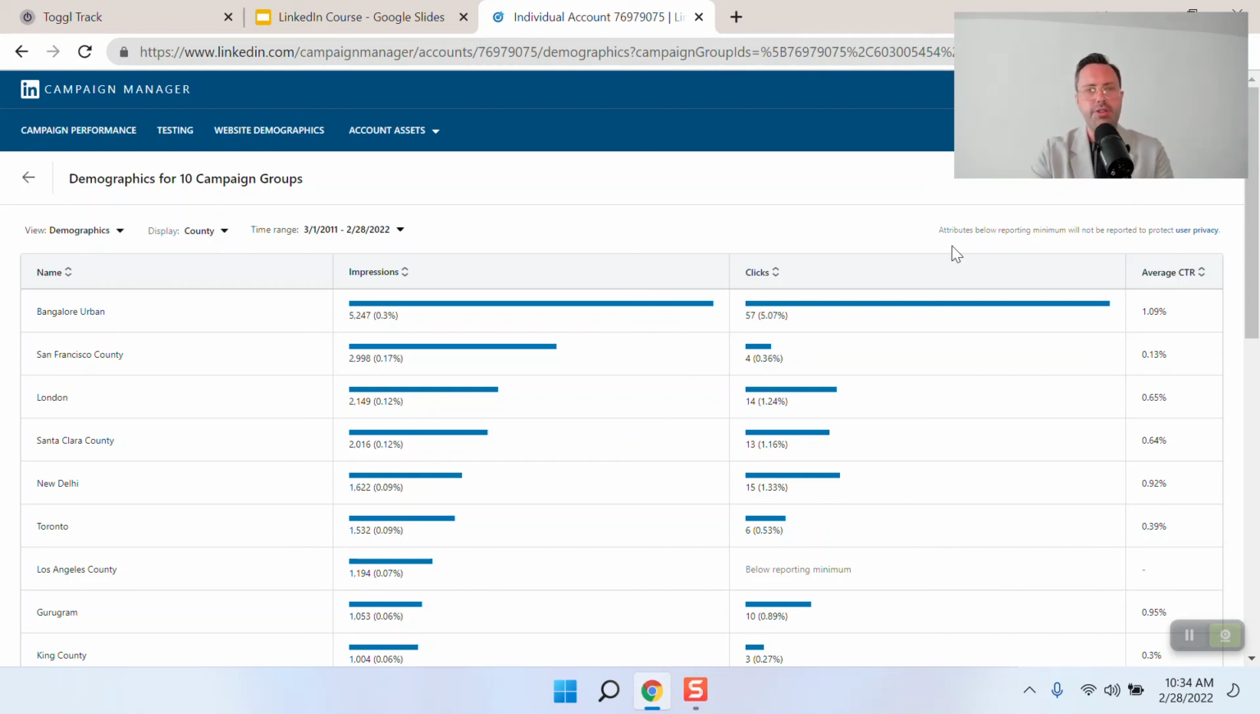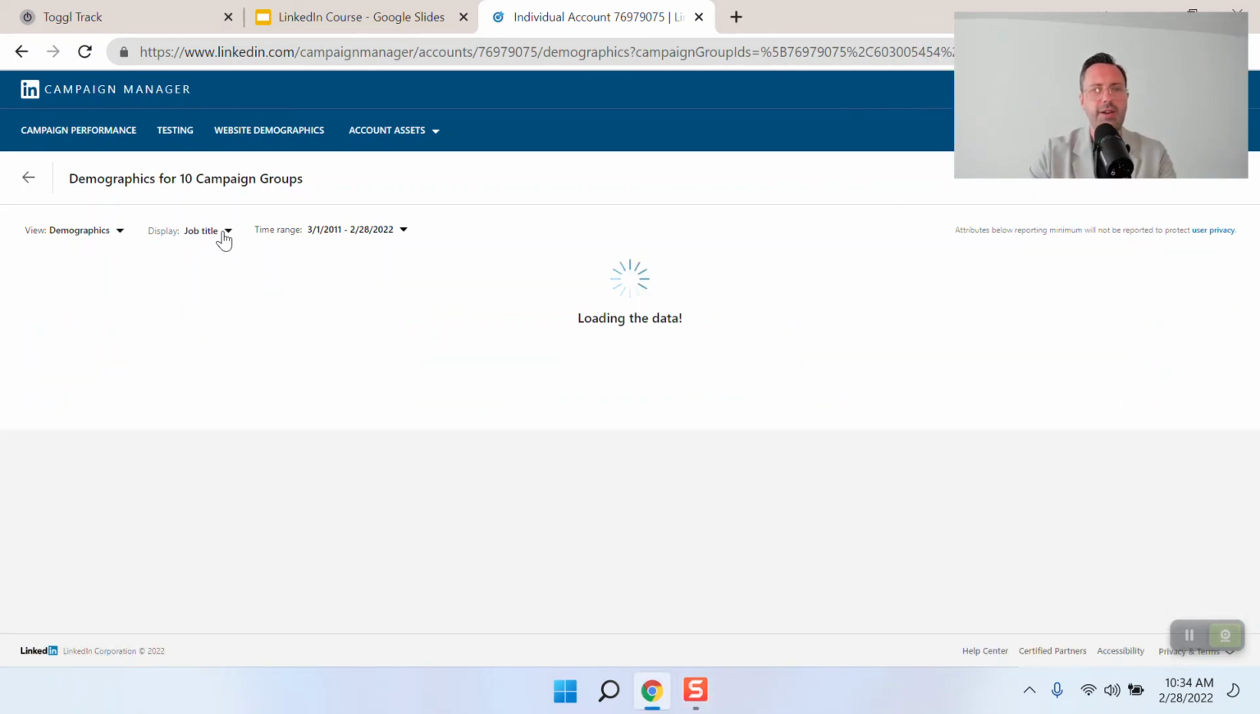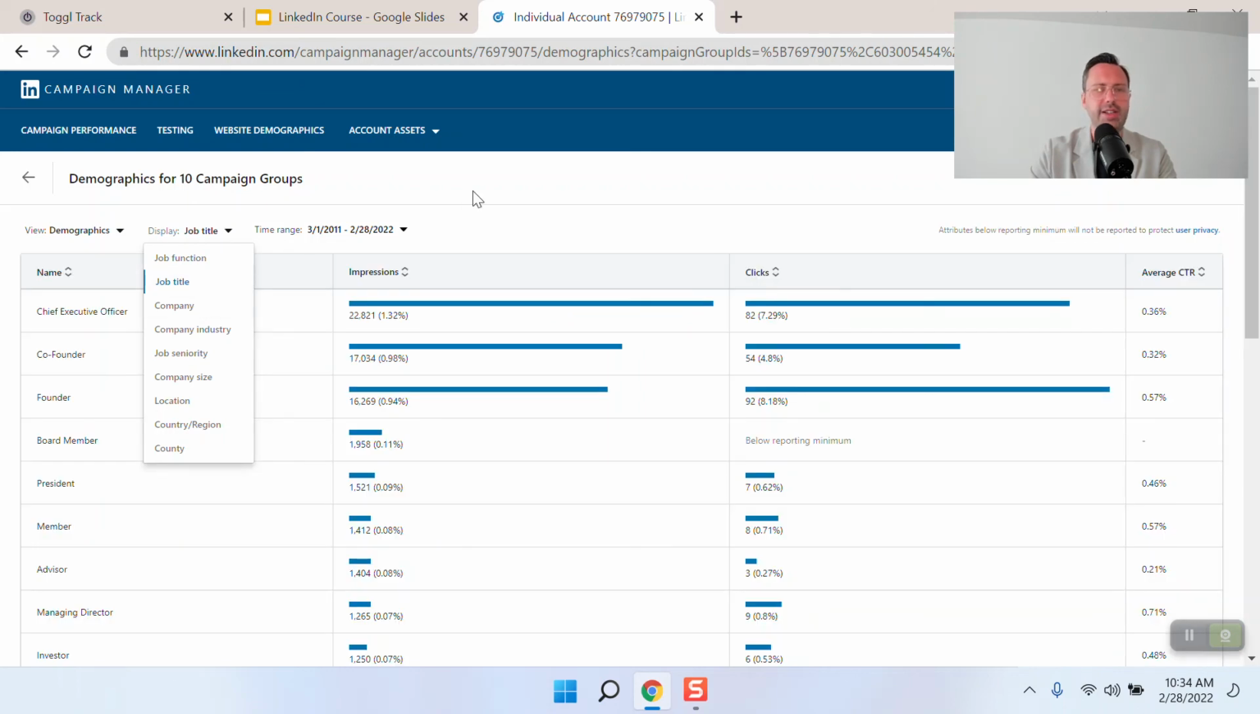So very important to audit your campaigns using the demographics. Demographics, it's a bit of a misnomer. We're not just talking about demographic data. We're also talking about firmographic data. We're talking about things like job titles. It's not necessarily gender and some of these conventional demographic metrics, but it is one of the most important things to use in your LinkedIn advertising.